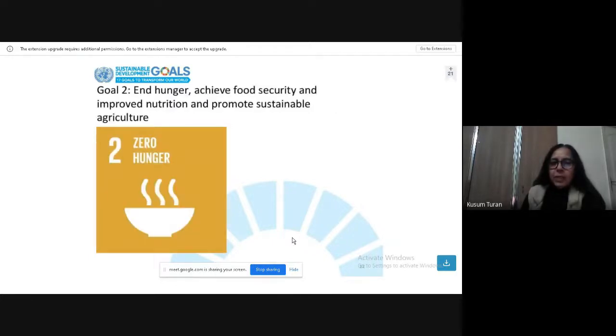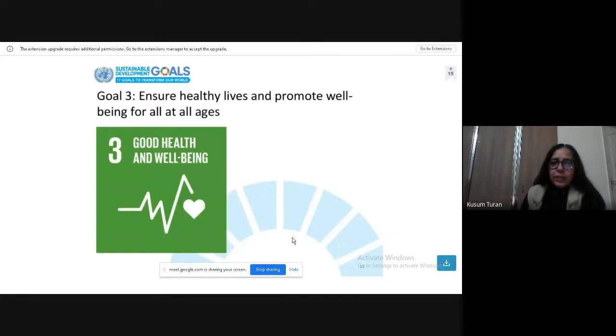The second goal is zero hunger: to achieve food security, improve nutrition, and promote sustainable agriculture. We still have communities or sets of people who are struggling for basic needs, the basic needs of food, water, and home. So we have to achieve this.